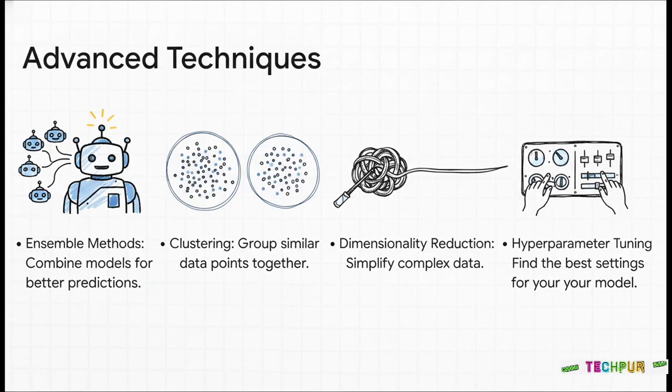Once you get the basics down, a whole new level of cool techniques opens up. You can use ensemble methods, which is basically combining a bunch of models because, hey, a team of experts is usually smarter than one genius. Clustering lets you find hidden groups in your data automatically. Dimensionality reduction is like creating a perfect summary of your data, keeping the important stuff and tossing the noise. And hyperparameter tuning? That's all about fiddling with the knobs to find the absolute perfect settings for your model. Like tuning a radio, you get the clearest signal.